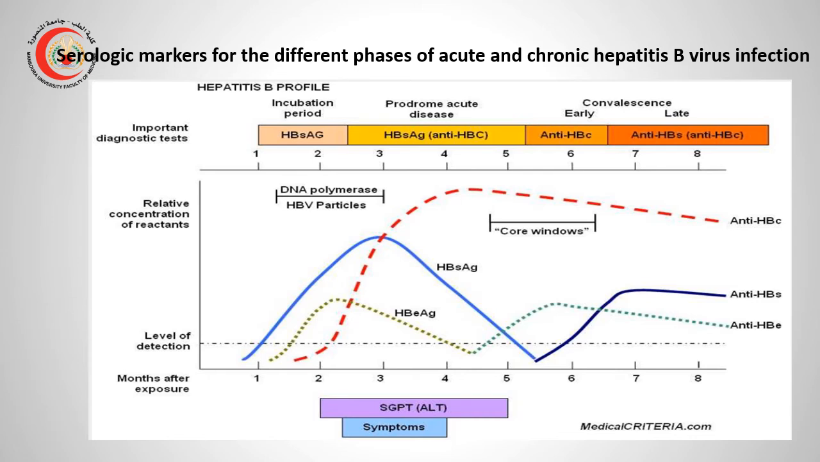So if we find the anti-hepatitis B core and anti-hepatitis B S antigen together, this indicates convalescence or resolution of infection. But if we find the hepatitis B S antigen with the anti-core total, this indicates infection, usually, as we said, chronic infection. If it is hepatitis B S antigen with the anti-core IgM, it will be acute infection.